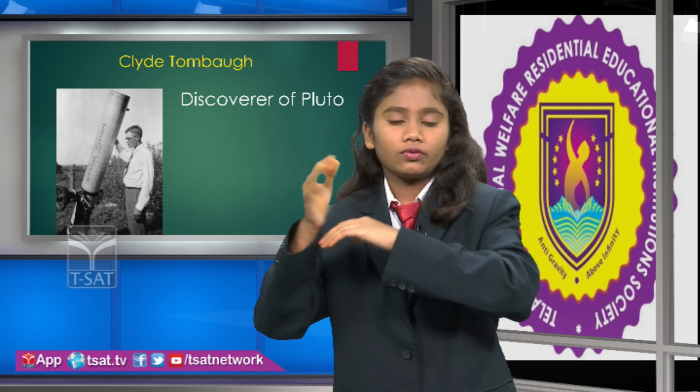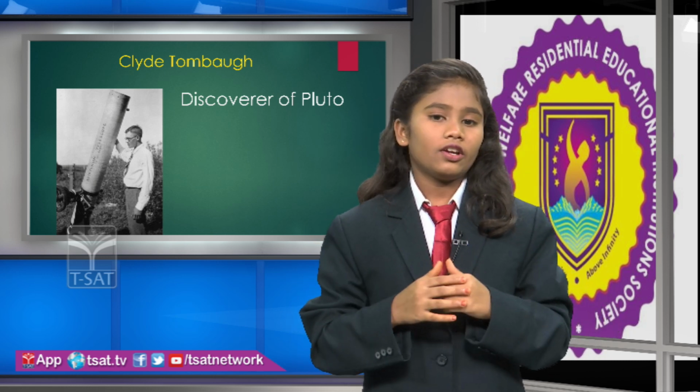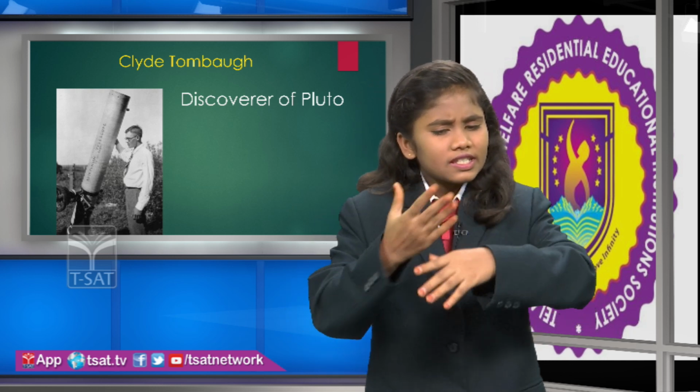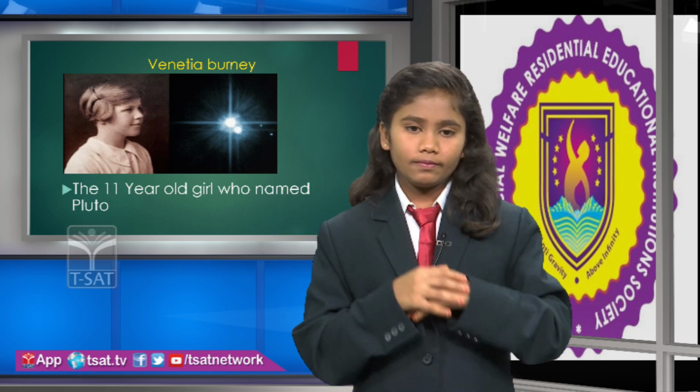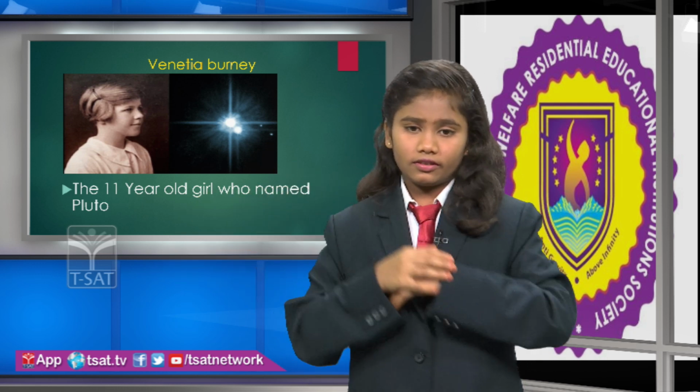Clyde Tombaugh is the discoverer of Pluto. He was born on February 4th, 1906, and he died on January 17, 1997. He discovered Pluto in 1930. He is an American astronomer. When Pluto was discovered, it was considered a planet, but it was later declassified as a dwarf planet in 2006. The name Pluto was proposed by an 11-year-old schoolgirl. The name won the vote in a survey conducted on it.